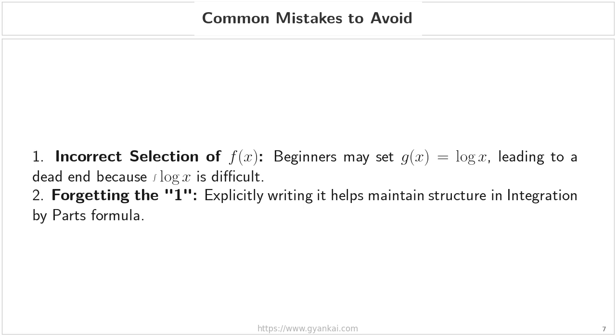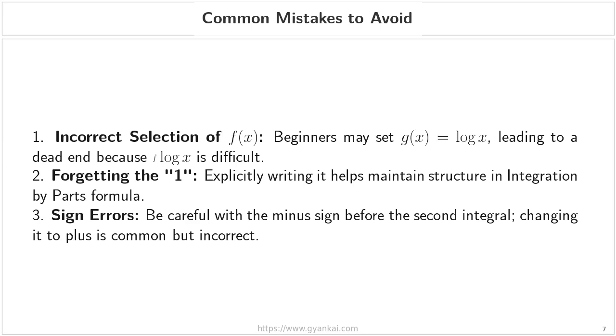Explicitly writing that 1 helps you keep track of everything within the integration by parts formula and ensures you don't miss a crucial step. It maintains the structure and clarity of the process. 3. Sign errors. Now, this is a classic mistake in any integration by parts problem, but it's worth emphasizing here. The integration by parts formula has a minus sign in front of the second integral. It's incredibly easy to accidentally change that minus sign to a plus sign. Always double-check your sign. A wrong sign will lead to a completely incorrect answer. Be meticulous when copying the formula.